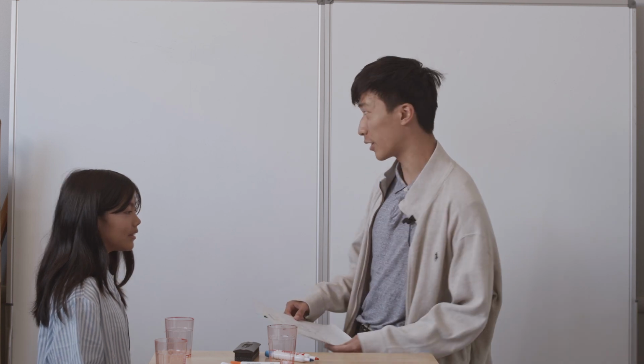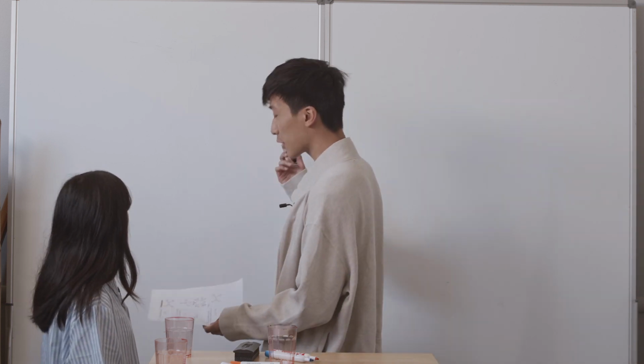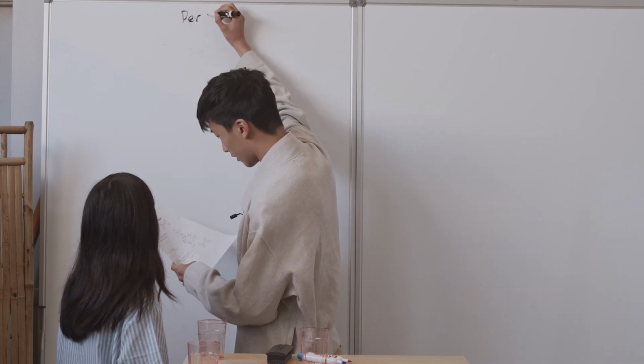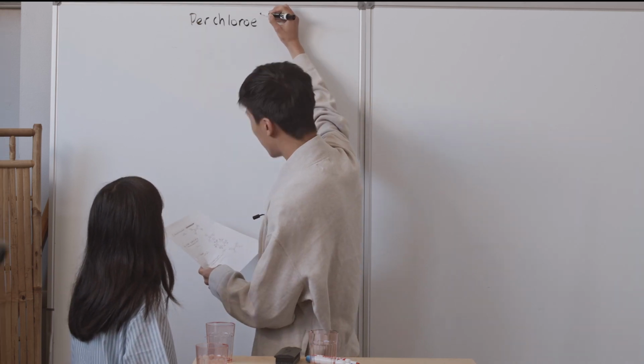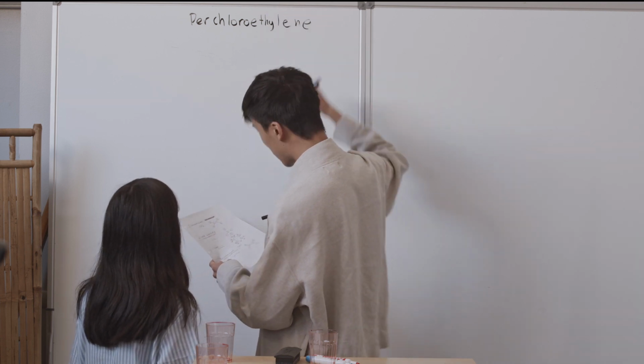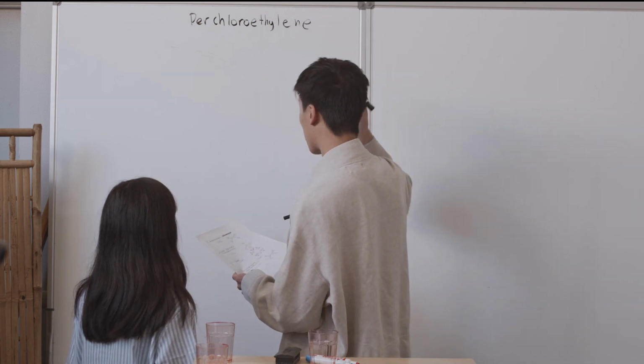What did you just say? I can't even pronounce those words. Well, I think we can go through them one by one so we can see what they really are. So the first one is perchloroethylene. Perchloroethylene? Yeah, you got it. So we can draw out the chemical structure of it.